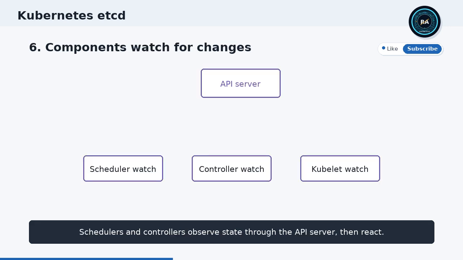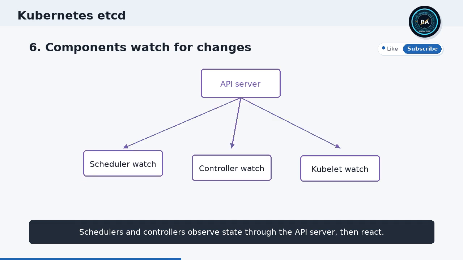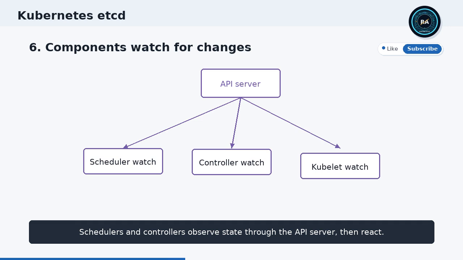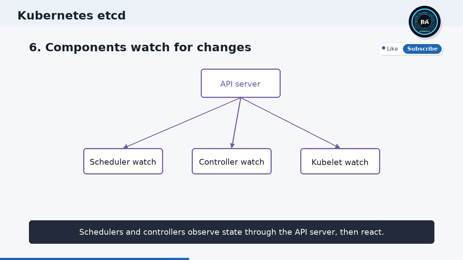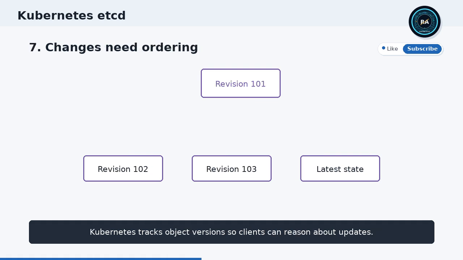Kubernetes components react by watching the API server. The scheduler watches for pods without a node. Controllers watch their objects. The API server gives them a consistent view backed by etcd, so components can respond when the stored state changes. A cluster is full of concurrent changes.